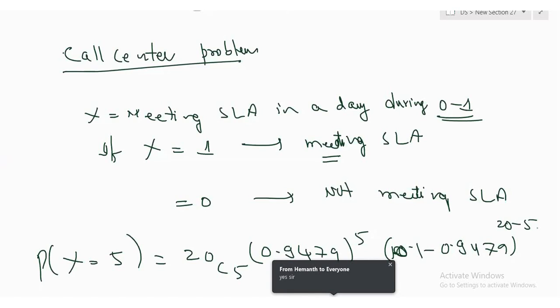So I can extend this, right? What is the chance that you are going to meet the SLA for at least 5 days, at least 10 days, at least 15 days? You guys are understanding? Is it interesting or boring? Like this only you are going to solve the real problems. Don't always think that you'll get only deep learning related problems. This is not deep learning. Still you need to solve it.